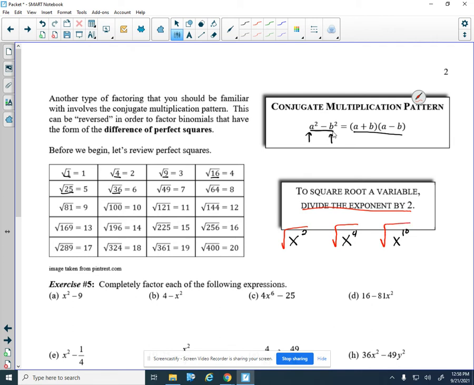So I'm taking the square root of each of these. 2 divided by 2 would be 1, or x to the first. 4 divided by 2 would be 2, so we get x squared, and this one would turn out to be x to the 5th. So that's some background skills. Now we're going to look at the actual factoring problems.